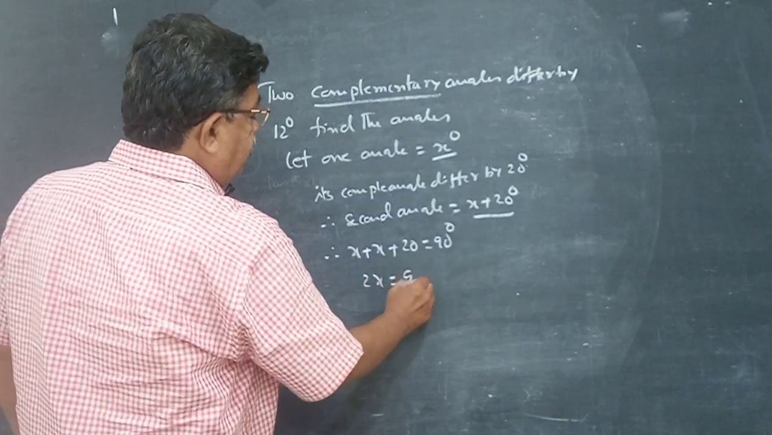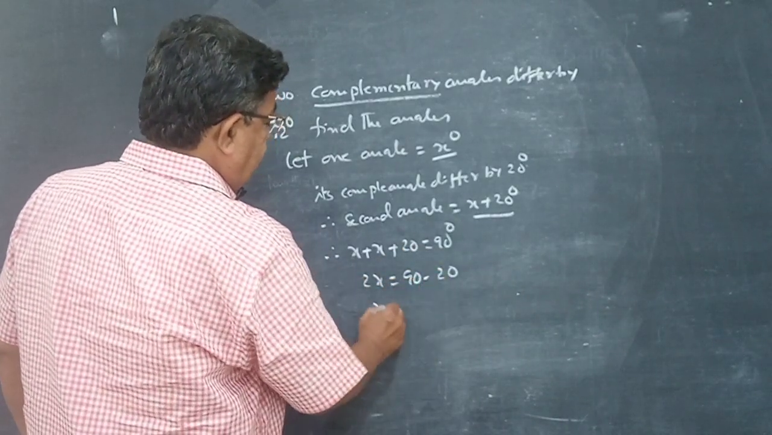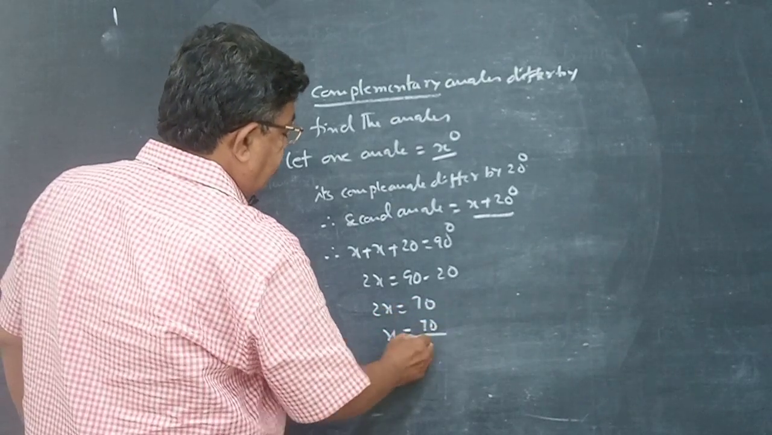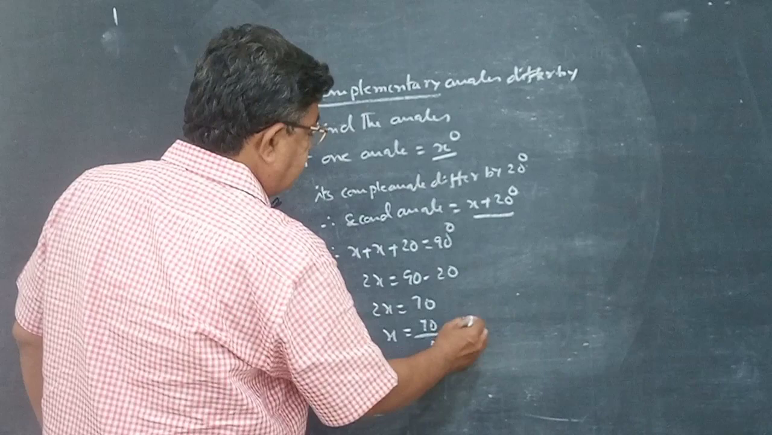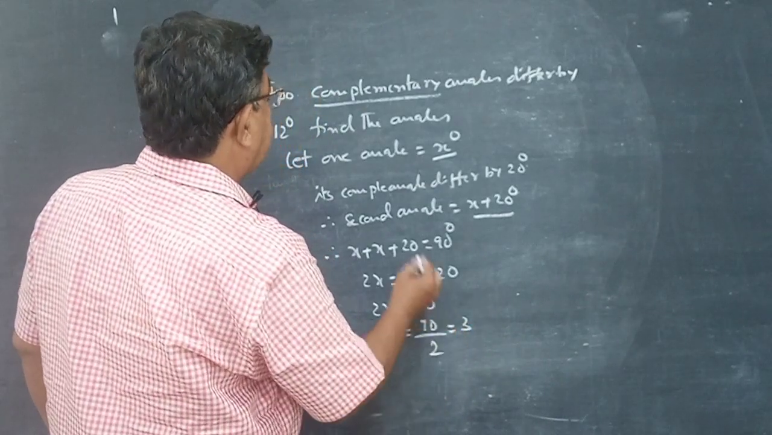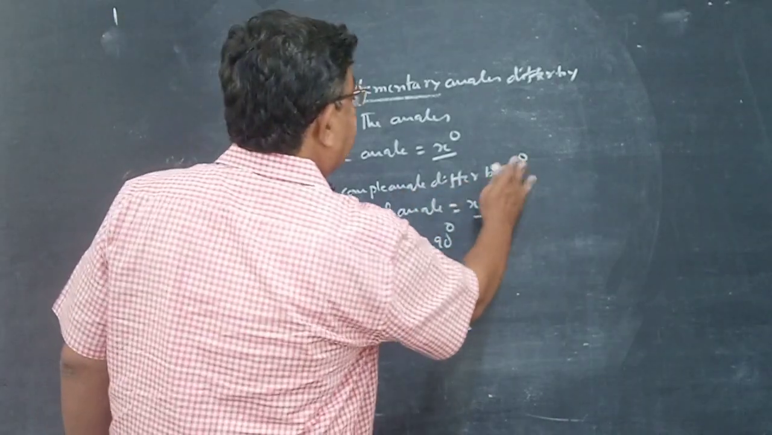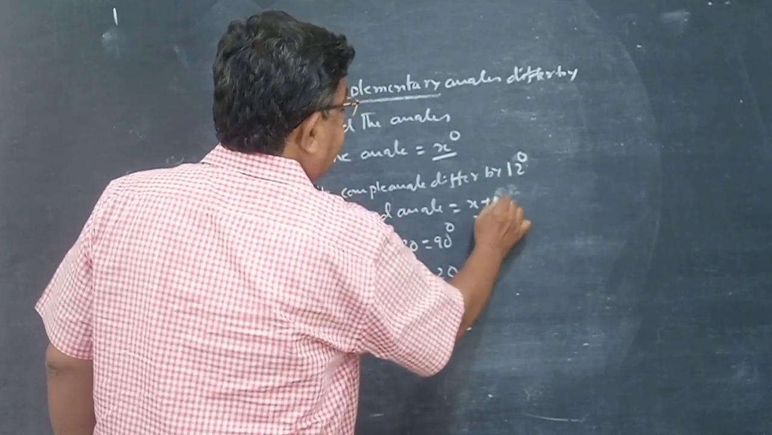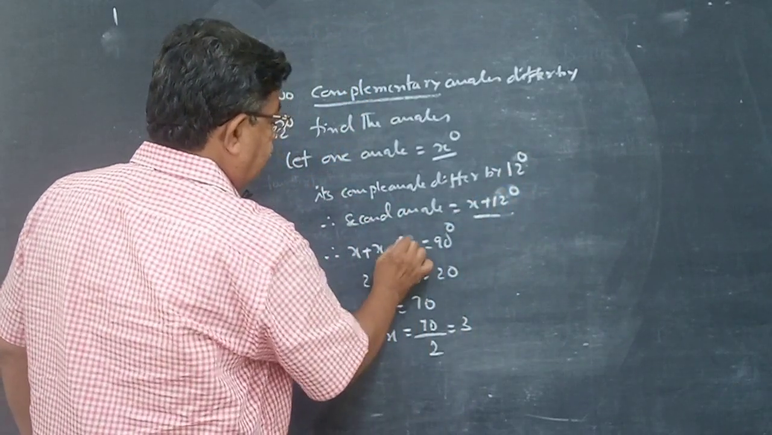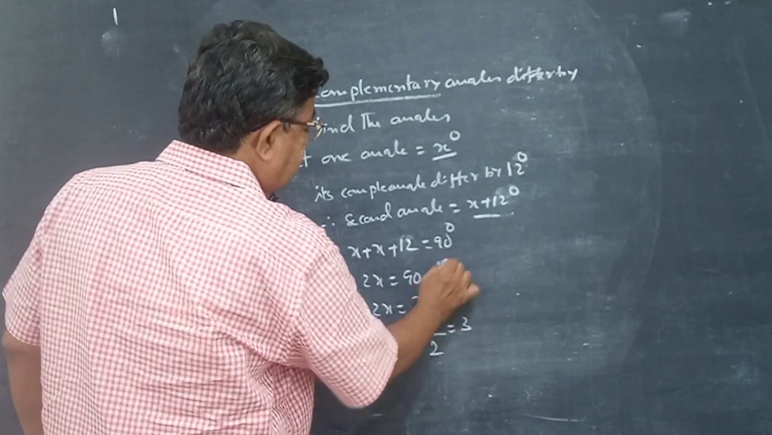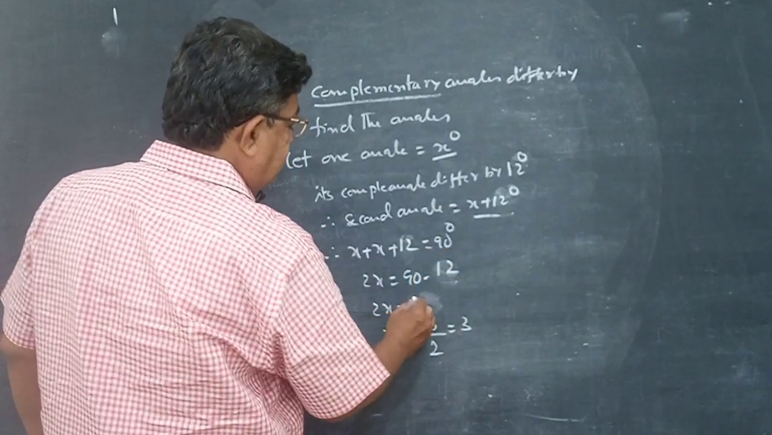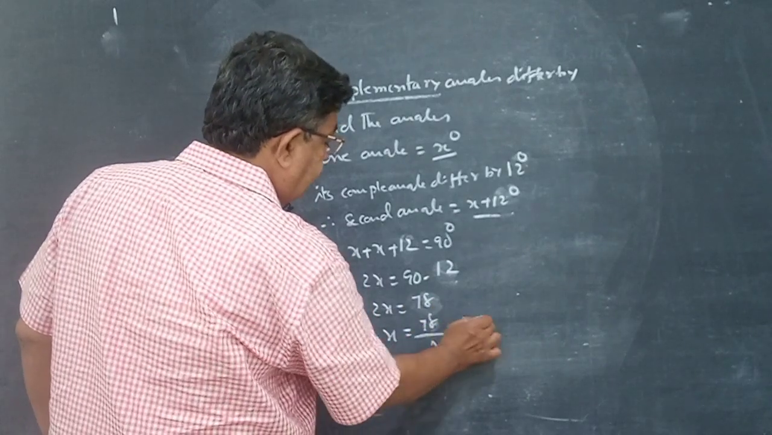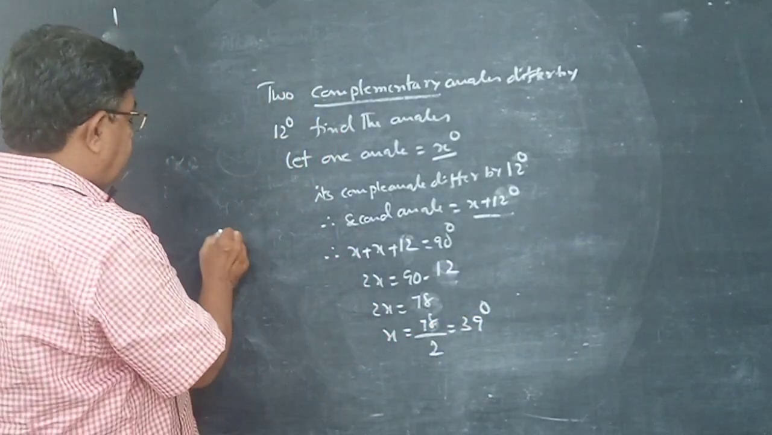2x is equal to 90 minus 20. 2x is equal to 70 degrees. x is equal to 70 by 2. How much is it? Sorry, its complementary angle differs by 12 degrees. I wrote a mistake. 90 minus 12 is 78. 78 by 2, the angle is 39 degrees.